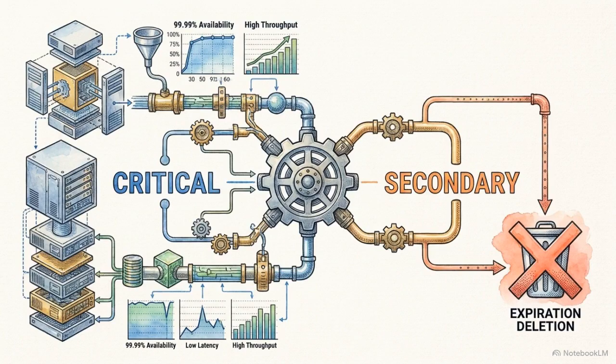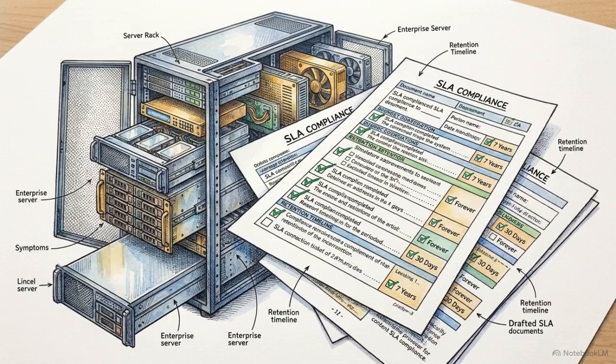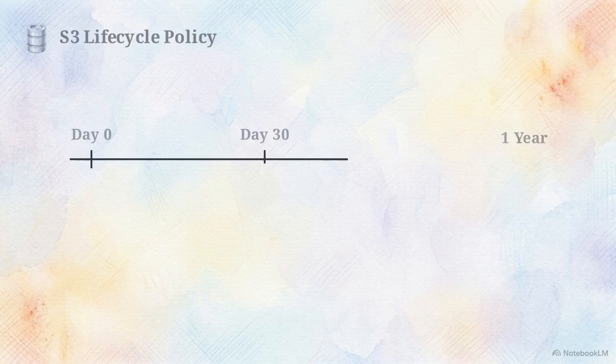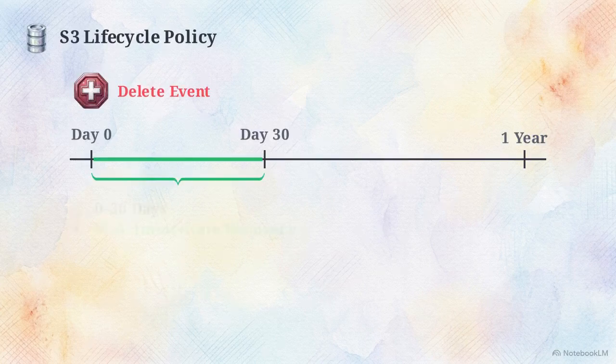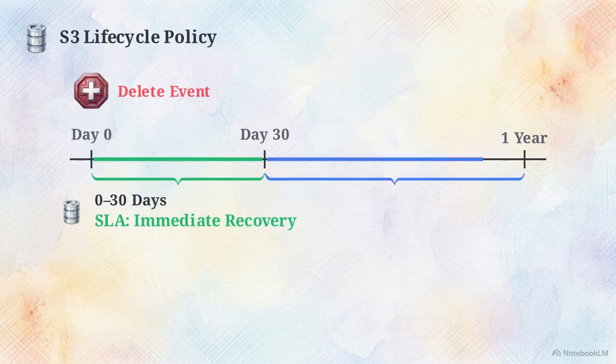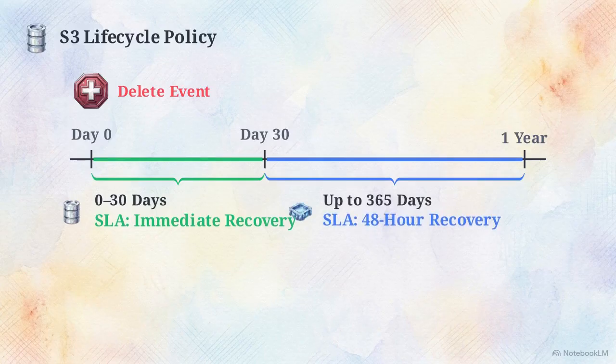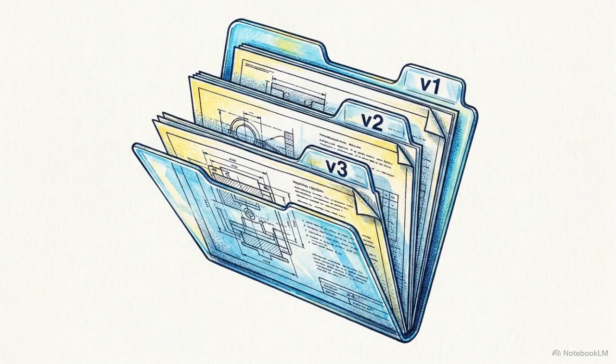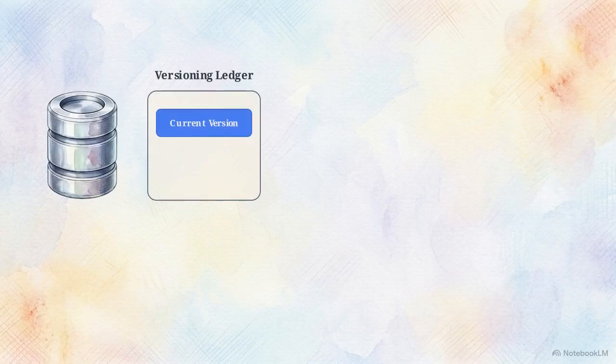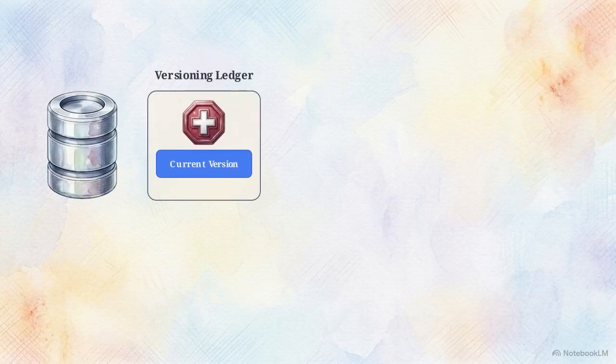Separating these data types into distinct lifecycle paths ensures that the storage costs are directly aligned with the required retrieval performance. Complex compliance policies require more granular control. For example, a policy might require immediate recovery for deleted objects within 30 days, followed by a 48-hour recovery window for 1 year. This is achieved by enabling S3 versioning. When an object is deleted, S3 places a 0-byte delete marker as the current version, while the actual data is preserved as a non-current version.